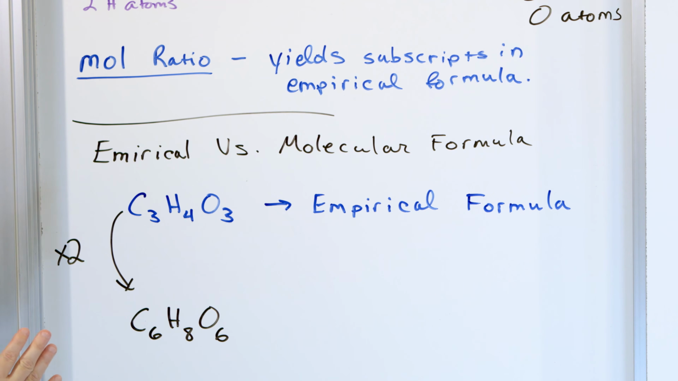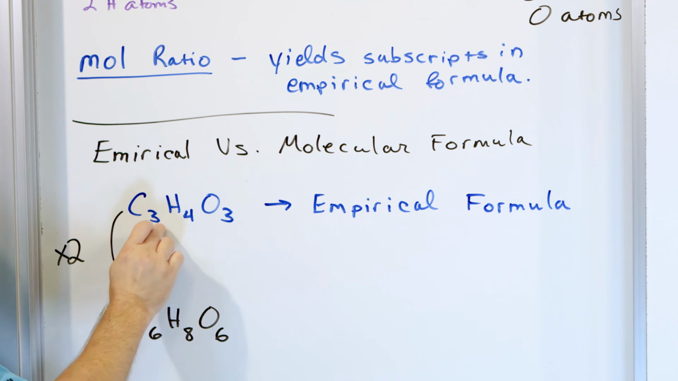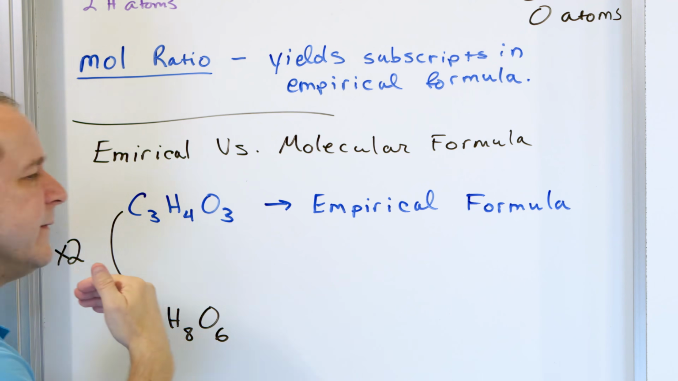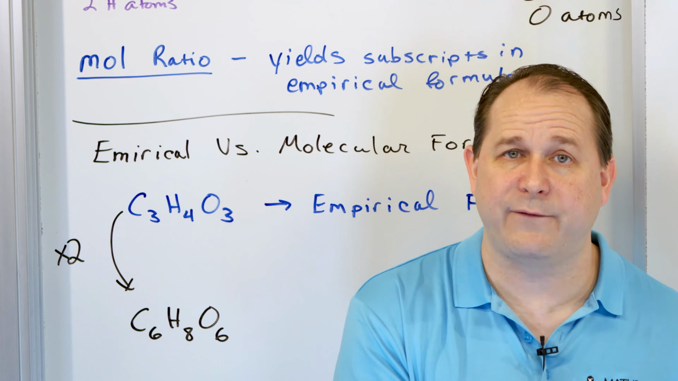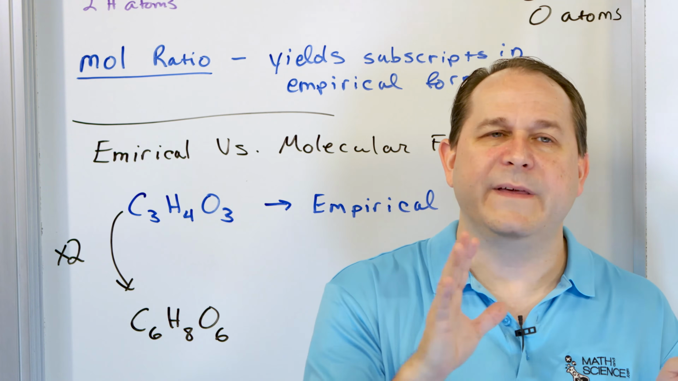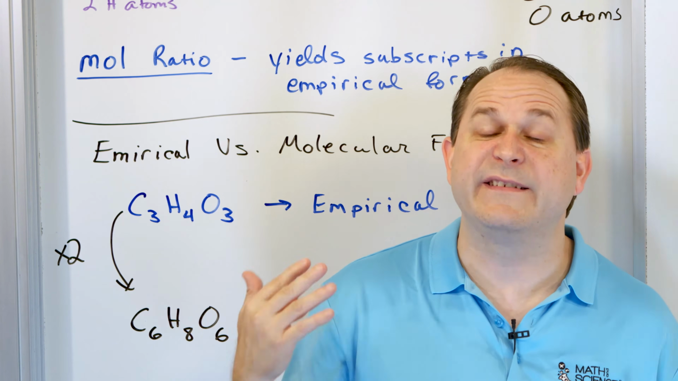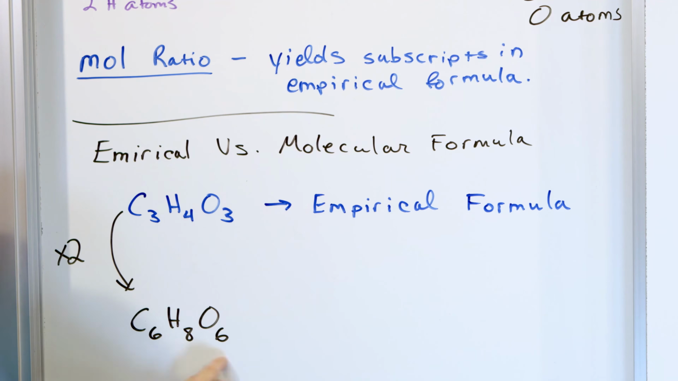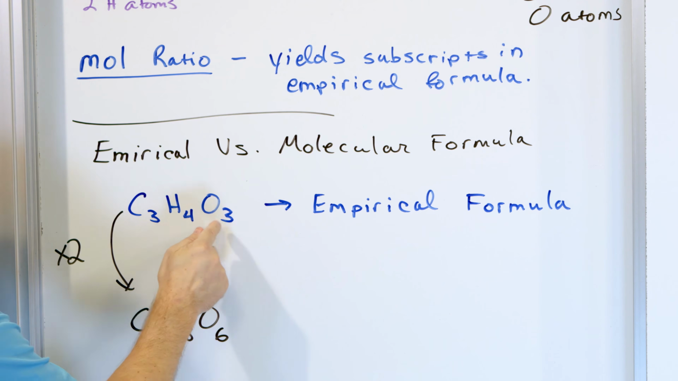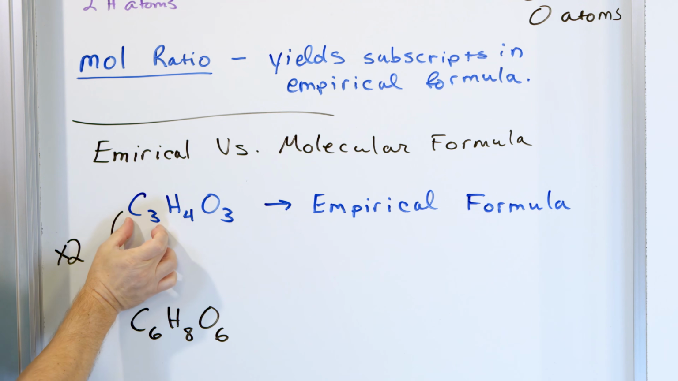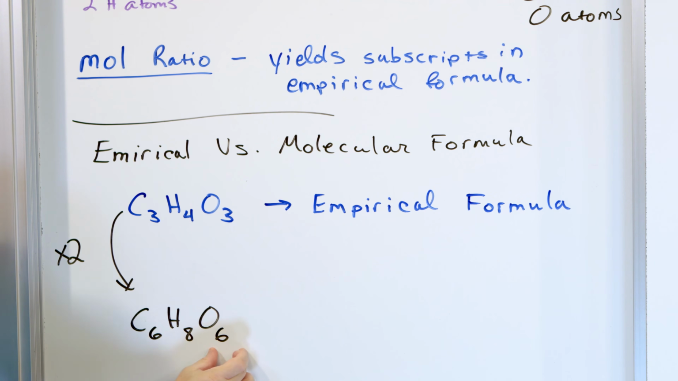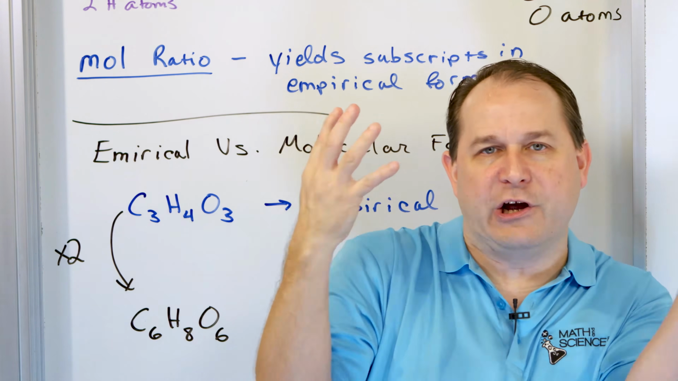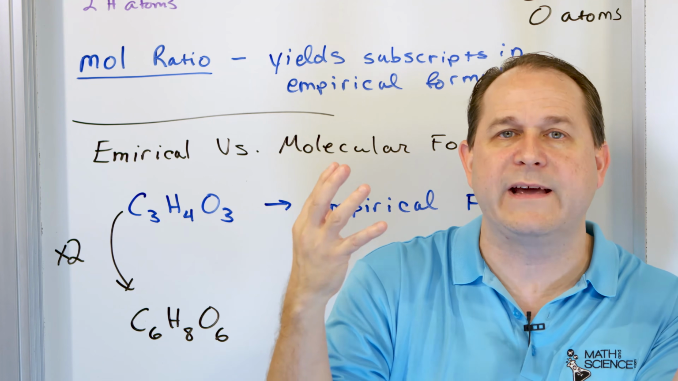So what I'm trying to say is that this one, the empirical formula C3H4O3, is the lowest ratio of those numbers. Just like a fraction 1/2 is the simplest fraction, right? But the ratio of all these elements is the same in both cases. The ratio of the elements, 6 to 8 to 6, is the same as the ratio of 3 to 4 to 3. I mean, look at it. 3 moles of carbon, 3 moles of oxygen. 6 moles of carbon, 6 moles of oxygen. It's the same ratio between those two elements in both cases.